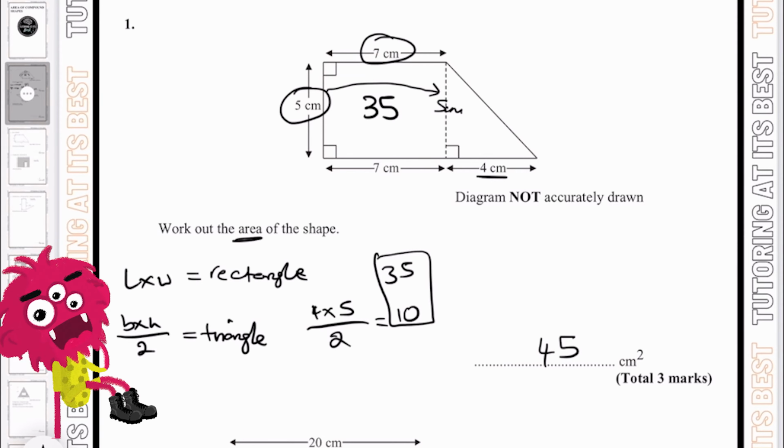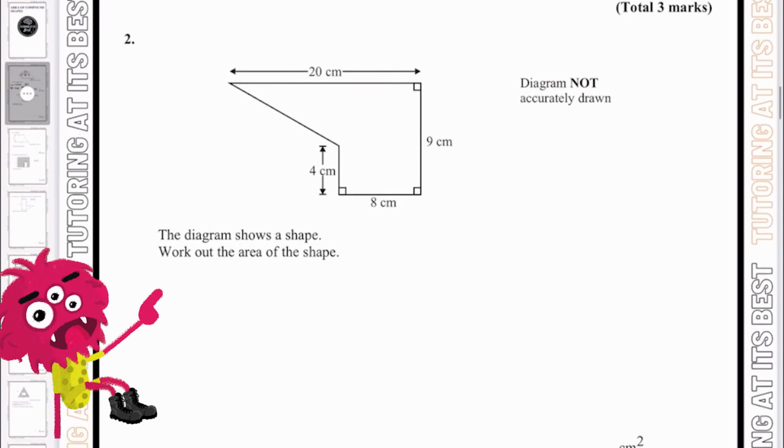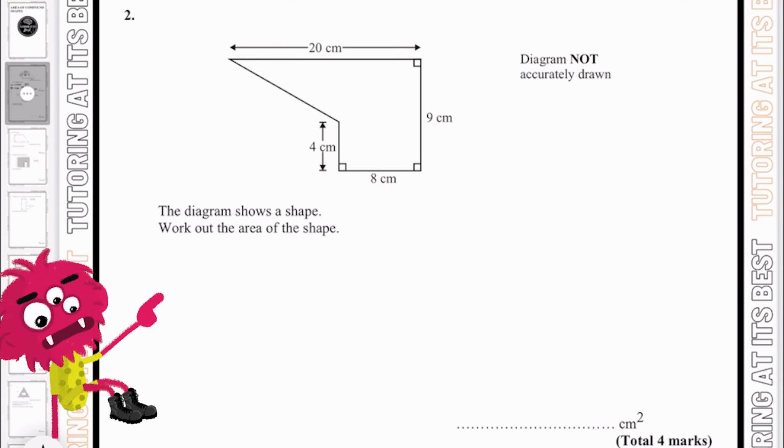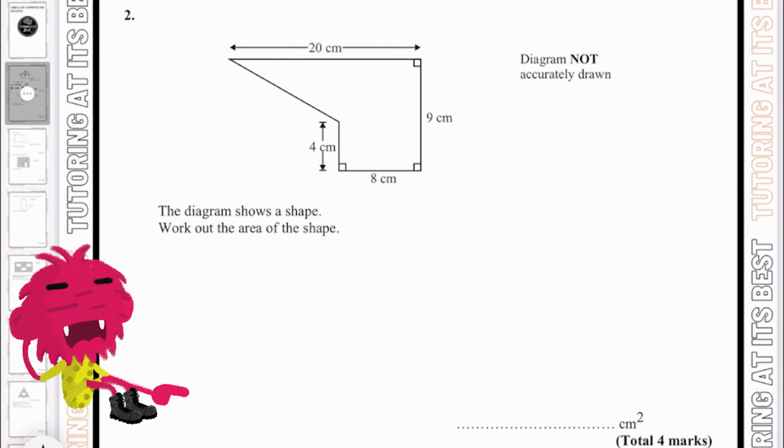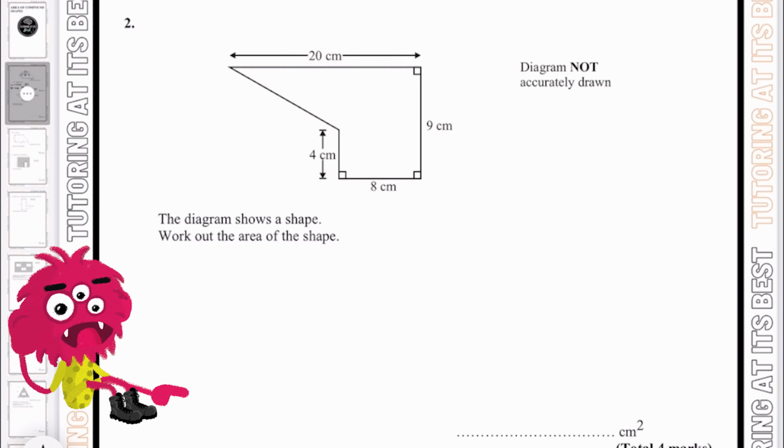Let's now go ahead and dive into the second question. Again, the diagram shows a shape and we need to work out the area of the shape. So again, feel free to pause here and then attempt the question. I'm now just going to go through the answers. So what can we do here?